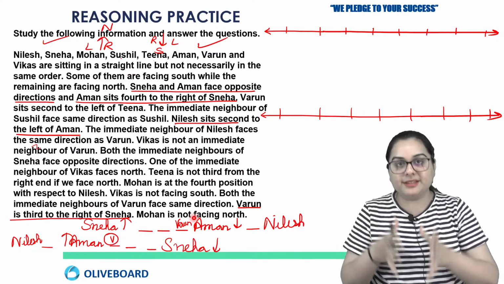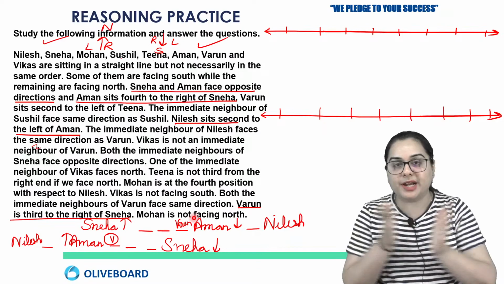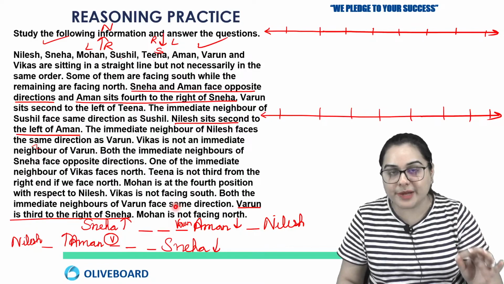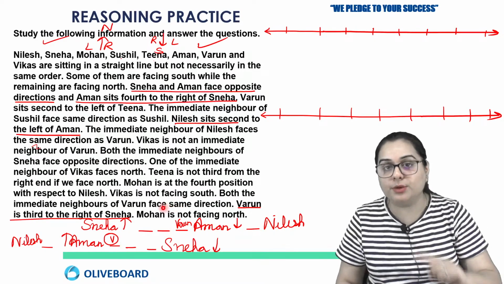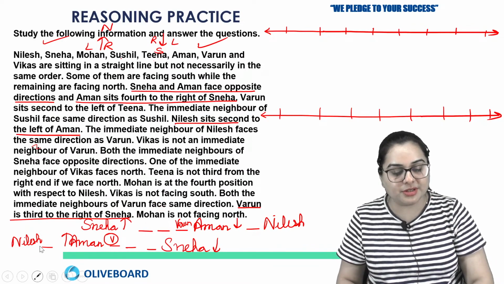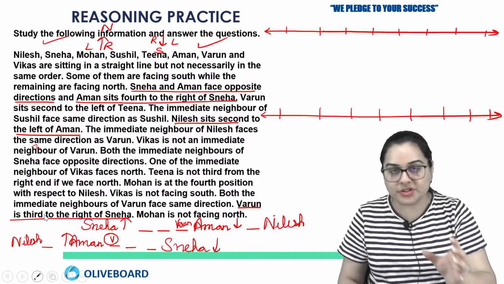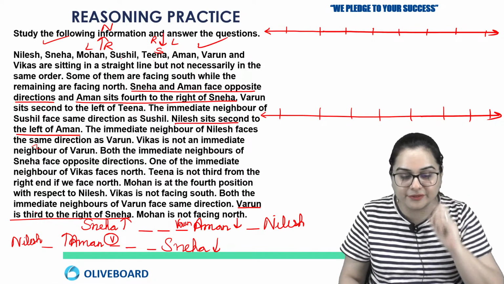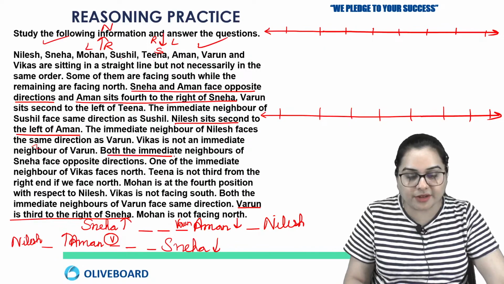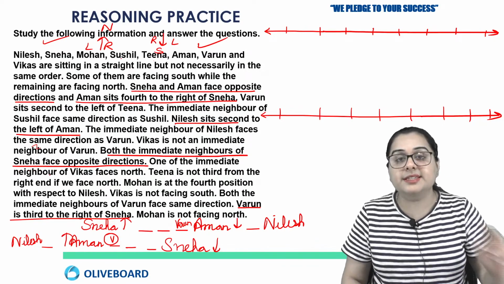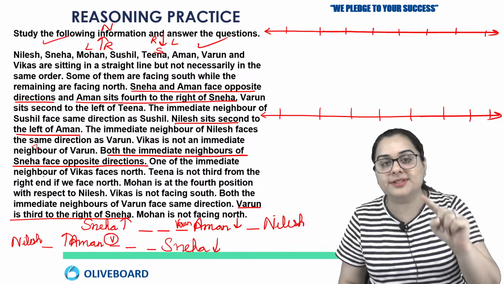I'm combining the information and expanding it so that I can fit it in my row. I have already expanded it to 7 positions, but in my row I have 8 positions, and I'm already covering 2 possibilities. So find some information that increases the relation between these people from 7 to 8. Which information can I pick? You can find this: both the immediate neighbors of Sneha face opposite directions. How is this line going to help me? It means Sneha has 2 neighbors, so Sneha cannot sit at the corner.